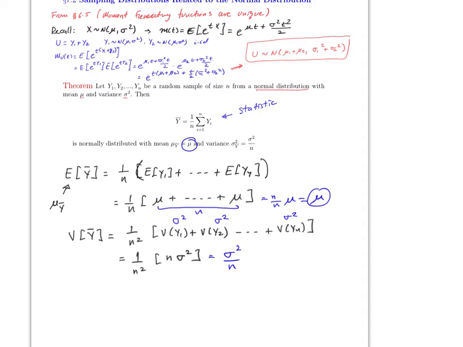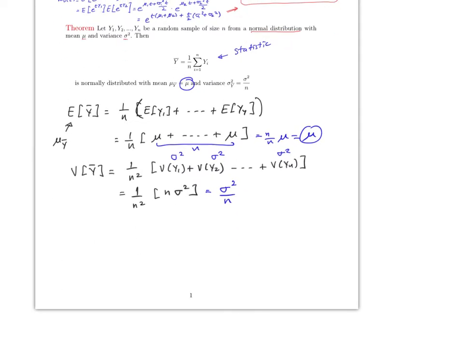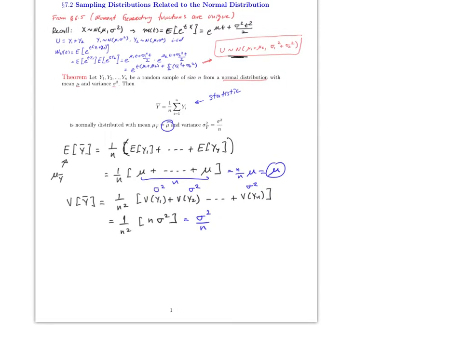Now, because we already know that if you do a sum of normal distributions, it will still be normal because of the result from here. So this implies, therefore, that y bar is normal where the mean is mu and the variance is sigma squared divided by n.